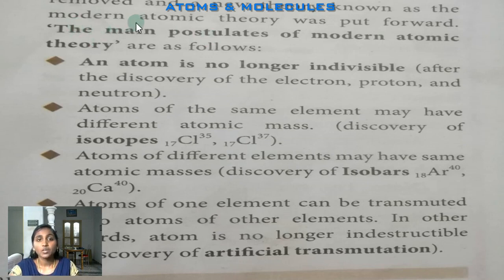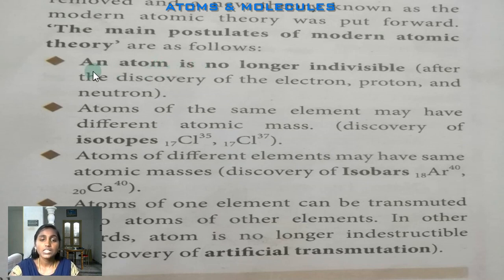So here we are going to study modern atomic theory. This is a very important question in this lesson. The main postulates of modern atomic theory. This is a 4-mark question, so listen carefully. Only 7 points we are going to study. This is very easy, very simple. So you can study this question right now.